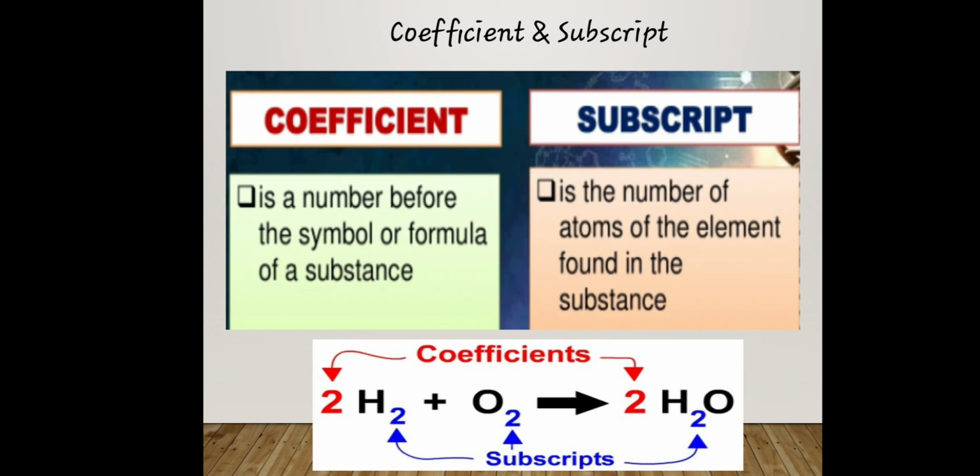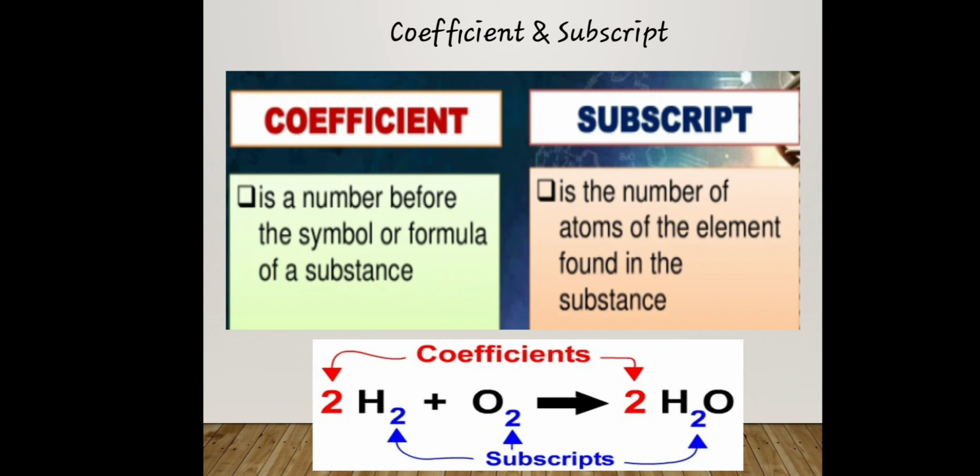In solving a chemical equation, not only the reactants and the products, but the coefficient and subscript are also important. Why? Because it's what we call the combined or already present atoms of a certain element. So coefficient and subscript are always there in a chemical equation. What is the difference between a coefficient and a subscript?